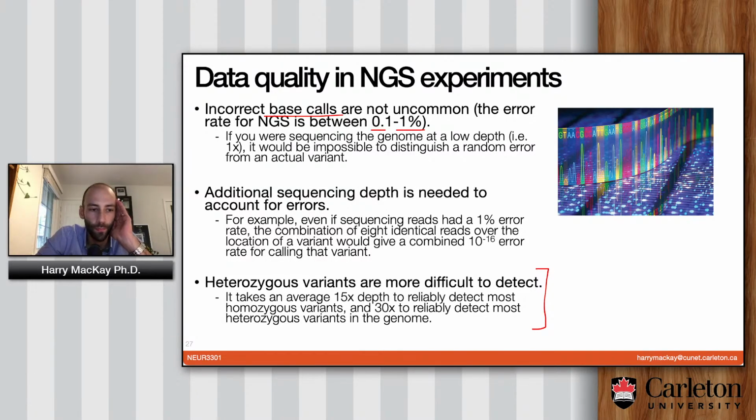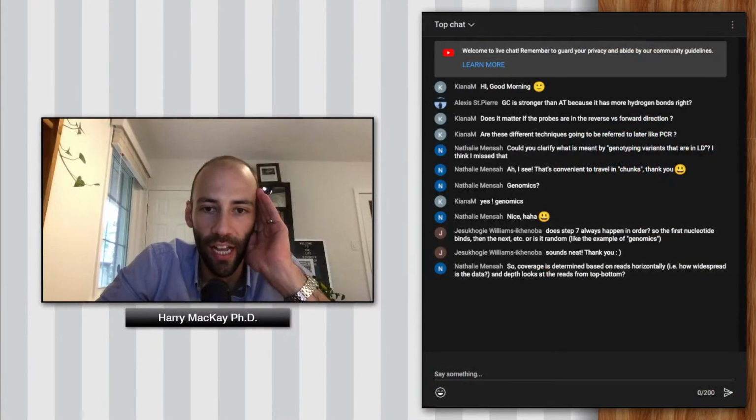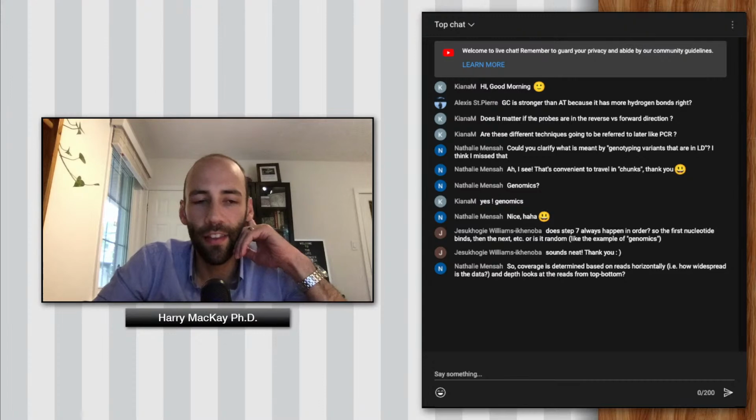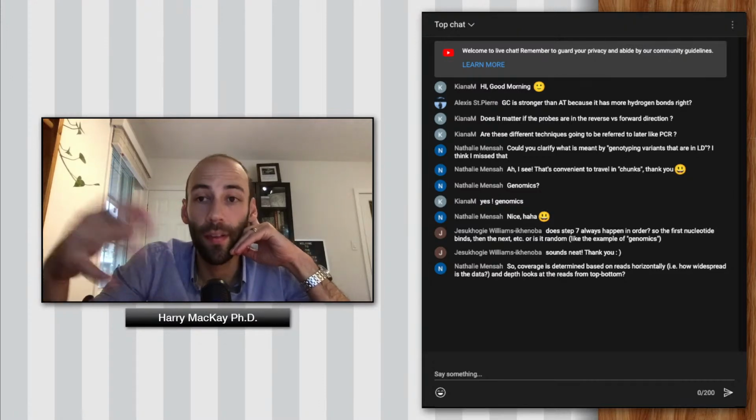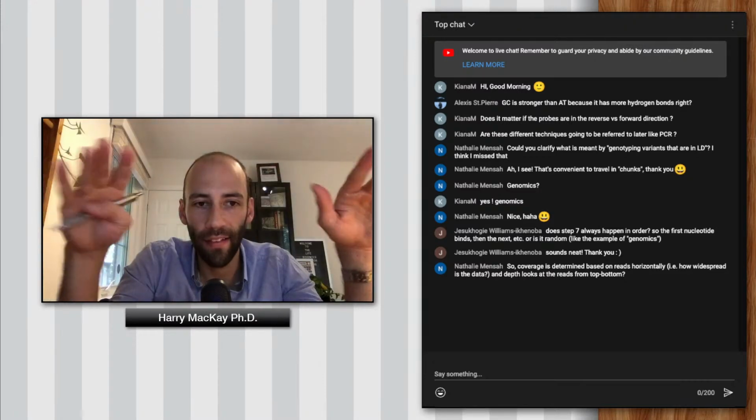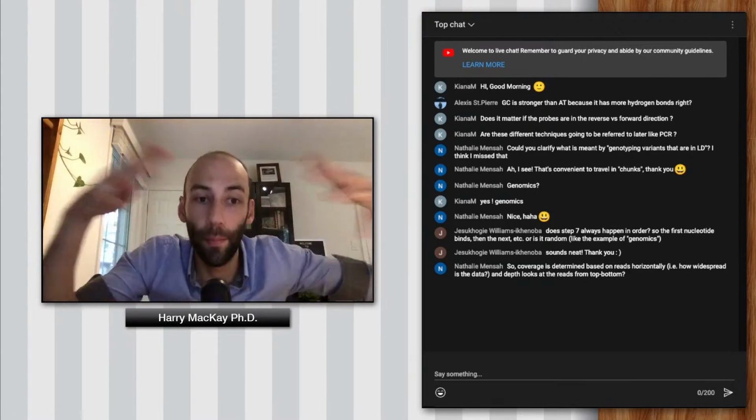So another question up in the chat. Coverage is determined based on reads horizontally, i.e. how widespread is the data, and depth looks at the reads from top to bottom. Yes, exactly. And the two are related, right? The more sequencing you do, the more the coverage expands and the more the depth expands as well, because you're just getting more and more data.